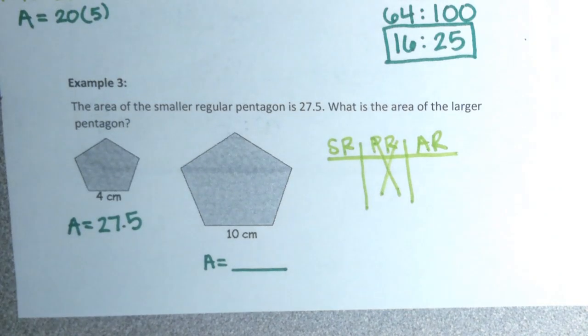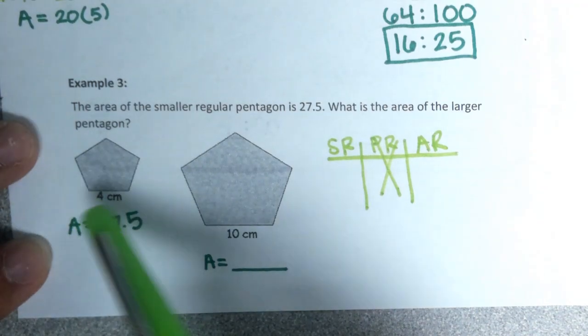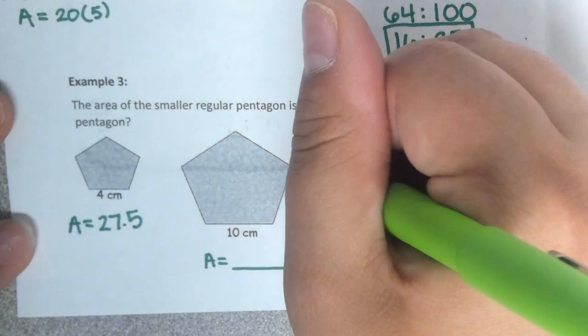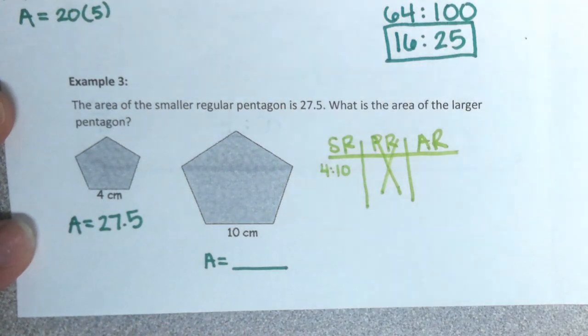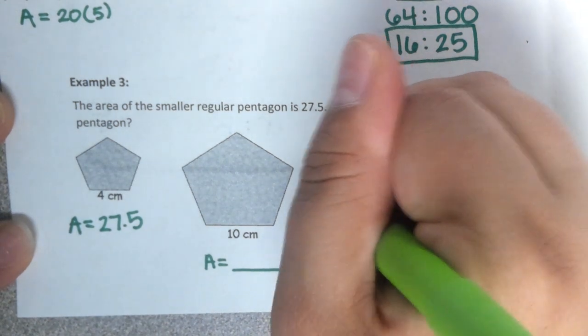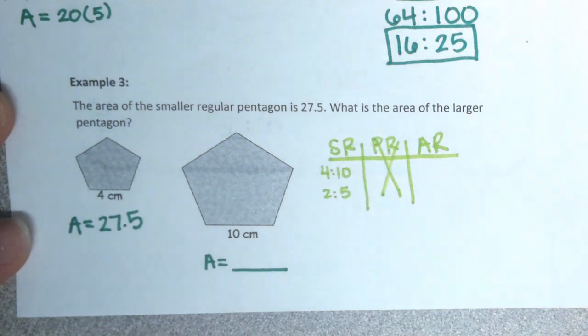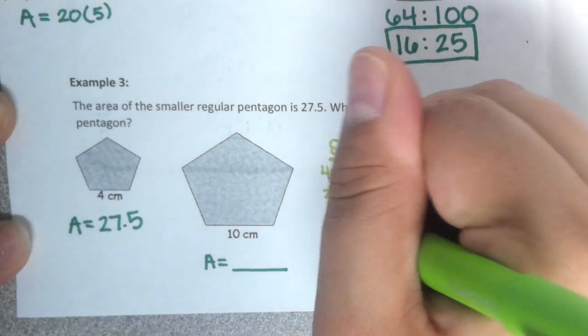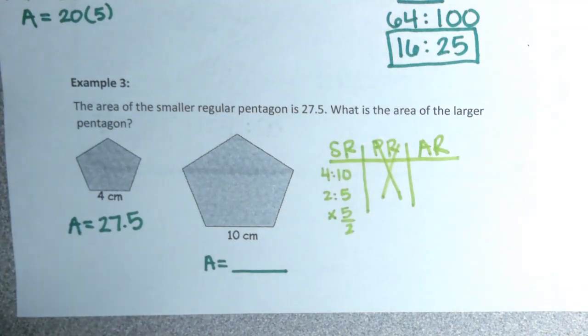Okay. So, what am I going to do here? What's my ratio for my similarity? 4 and 10. 2 to 5. Do you agree it's 2 to 5? Let me start over. Do y'all agree it's 4 to 10? Do you agree that reduces to 2 to 5? But what is my scale factor? What am I going to multiply by? 5 over 2 or 2.5. Does that make sense?